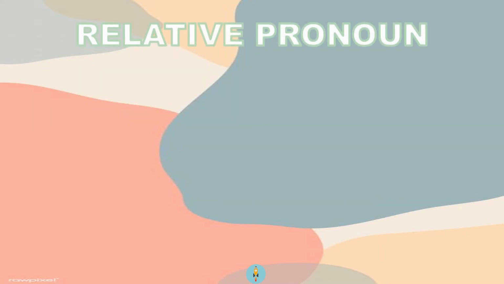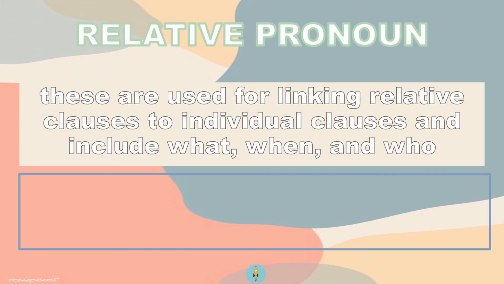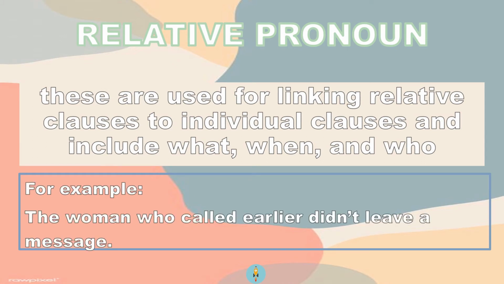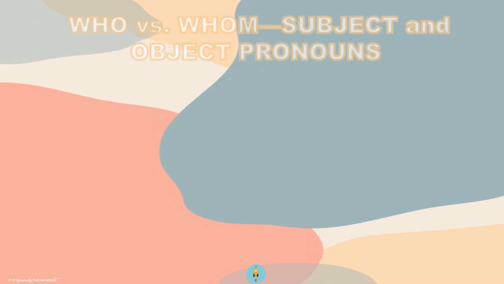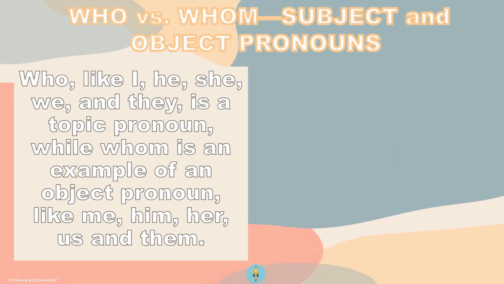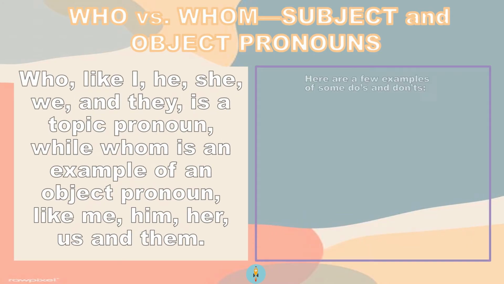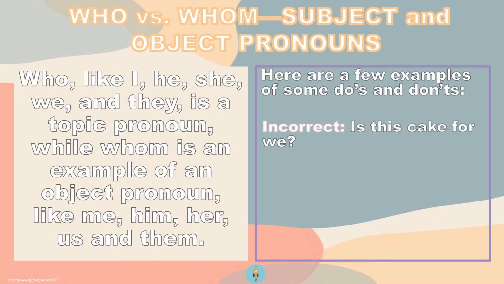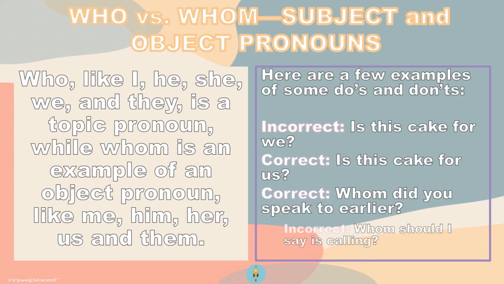Relative pronouns are used for linking relative clauses to individual clauses and include what, when, and who. Subject and object pronouns. Who, like I, he, she, we, and they is a subject pronoun, while whom is an example of an object pronoun, like me, him, her, us, and them.